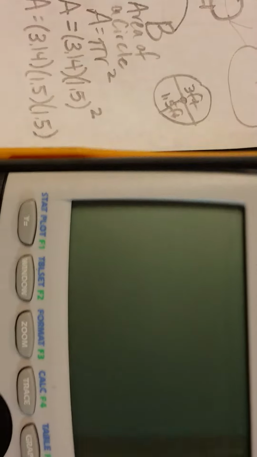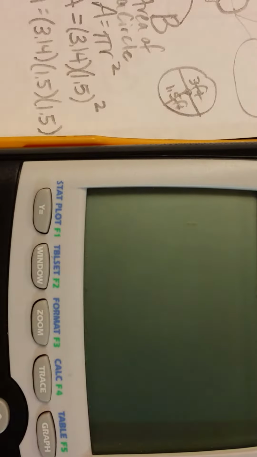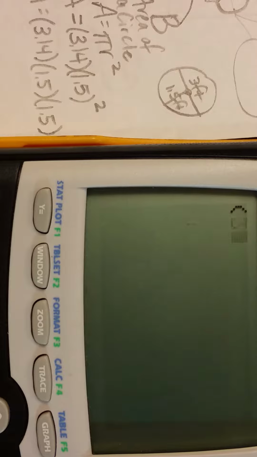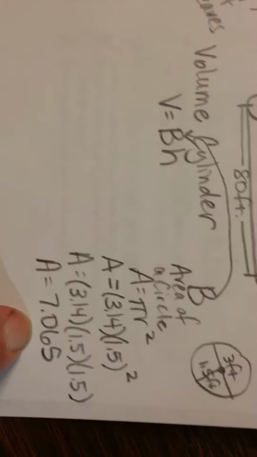So here's our calculator friend. And I type in open parentheses 3.14, close parentheses, open parentheses 1.5, close parentheses, open parentheses 1.5, close parentheses. I get 7.065. So on here I have A equals 7.065. So my area for the base is this number.